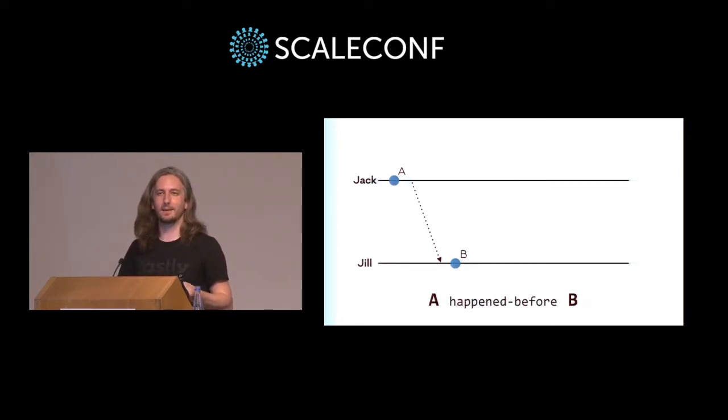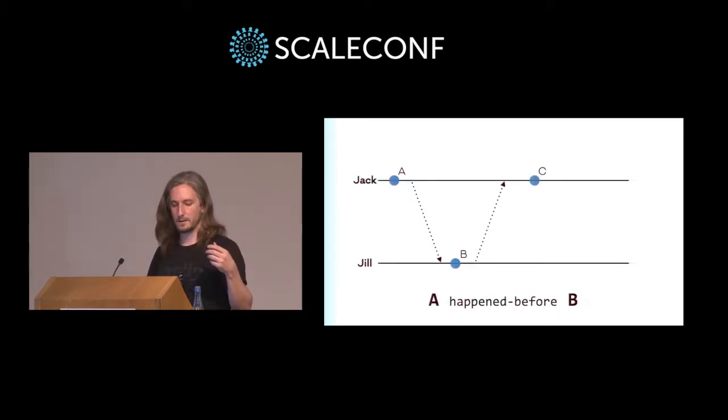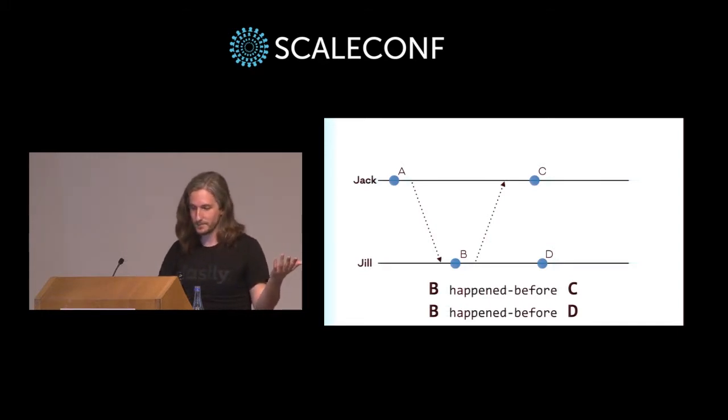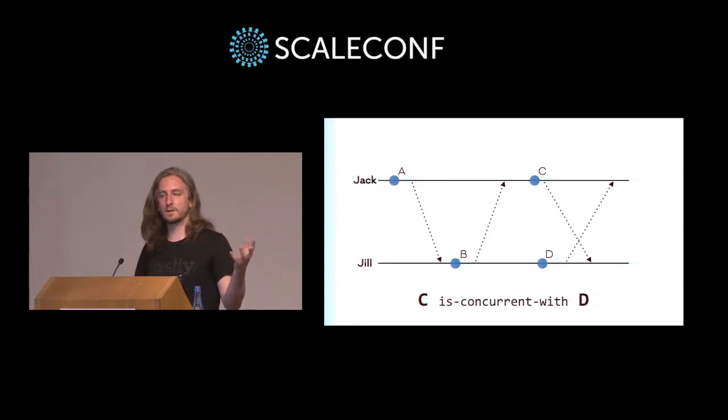Is this familiar to anybody here? Happened before? Yes. Seeing head nods, hell yeah. Right, so A happened before B, so B then happened after A. Jill replicates it back to Jack. Jack does C. Jill does D. So in this case, we then know that B happened before C. B also happened before D. We replicate back and forth. And so we see that C is now concurrent with D, right? Those are the important relationships in causal consistency.